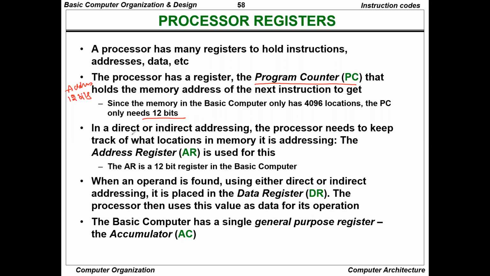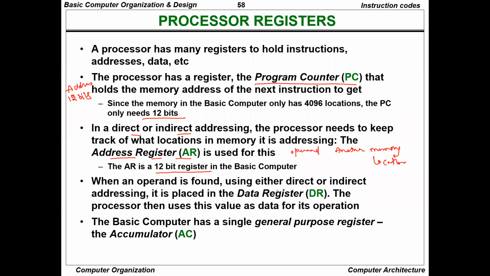उसी तरह से in a direct or indirect address, the processor stores the address where the actual operand or the next address will be located. So the address register is used to keep the address of the operand, or it keeps the address of another address, another memory location. Right. So what will be the size of the address register? It will again be 12 bits because it is dealing with the address.